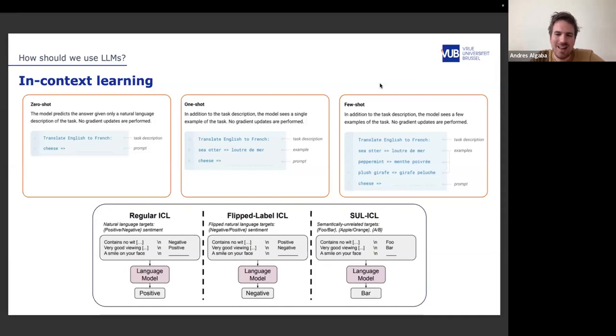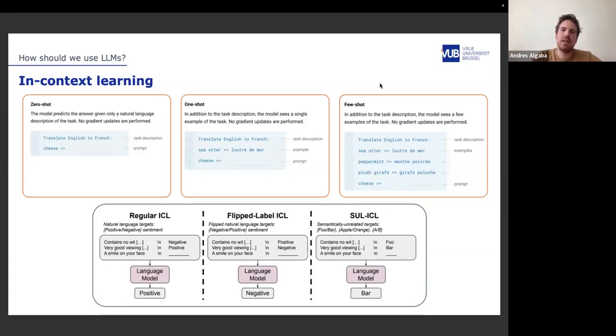Now, if we give the model then the prompt, "a smile on your face", and we ask for a reply, based on everything the model has learned during pre-training, it should say it's positive. But what we actually see is that the most capable models today learn that you, in your examples, have actually switched positive and negative, and it will adhere to this and actually give you the reply negative. And this even extends to random words. So "contains no wit" is foo, "very good viewing" is bar, "a smile on your face" should then be... The model has learned that this then should be bar. So this seems very weird, but it's actually a capability which we should really use.